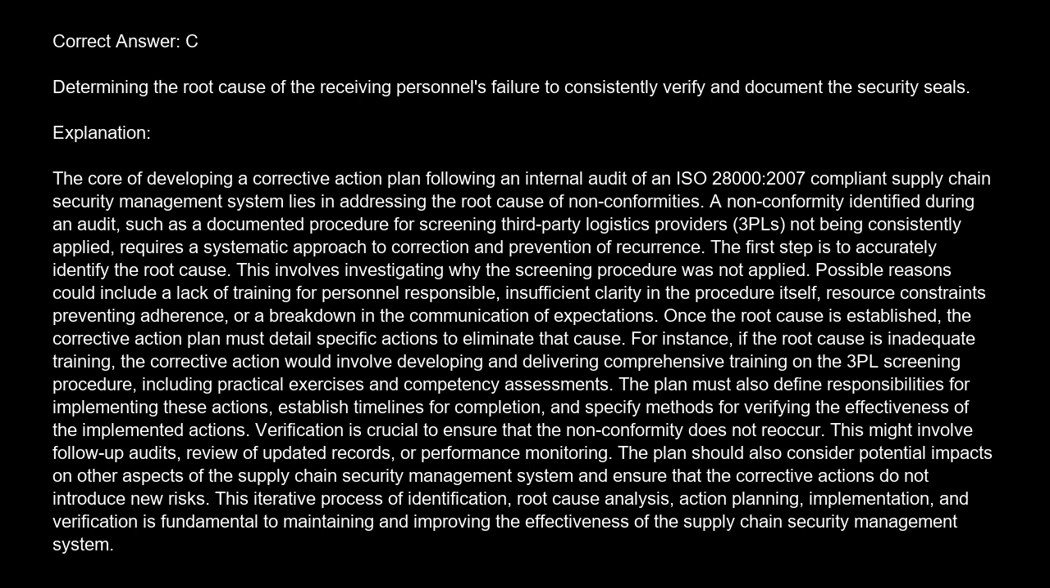The first step is to accurately identify the root cause. This involves investigating why the screening procedure was not applied. Possible reasons could include a lack of training for personnel responsible, insufficient clarity in the procedure itself, resource constraints preventing adherence, or a breakdown in the communication of expectations. Once the root cause is established, the corrective action plan must detail specific actions to eliminate that cause. For instance, if the root cause is inadequate training, the corrective action would involve developing and delivering comprehensive training on the 3PL screening procedure, including practical exercises and competency assessments.